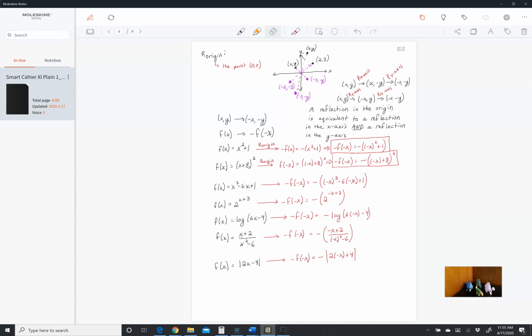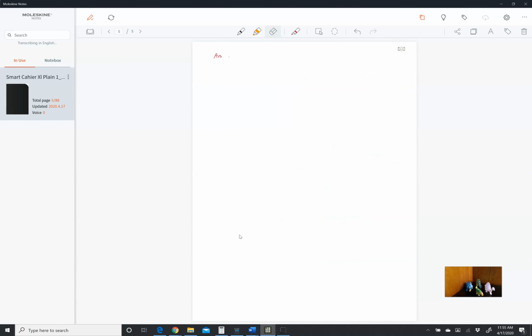An even function is when the function is the same when we reflect it in the y-axis. I got ahead of myself.